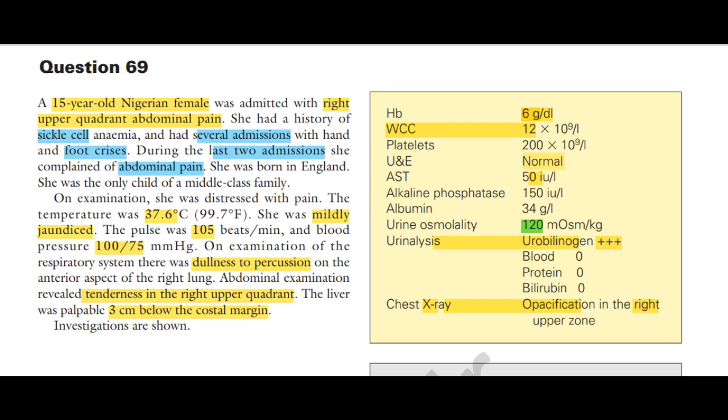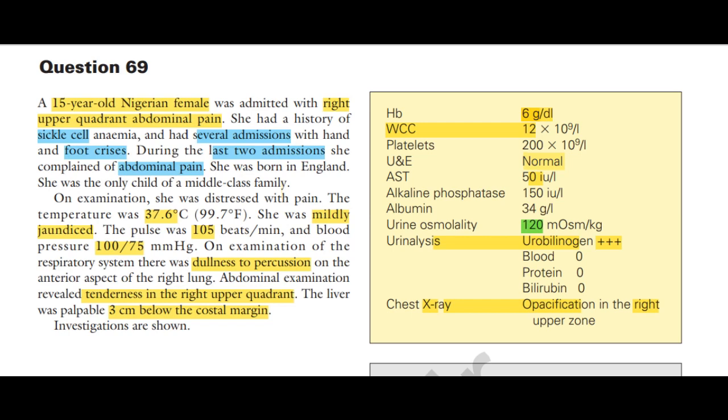She had a history of sickle cell anemia and several admissions because of hand-foot crisis. During the last two admissions, she complained of abdominal pain. Okay, so this emphasizes the pain in this patient.